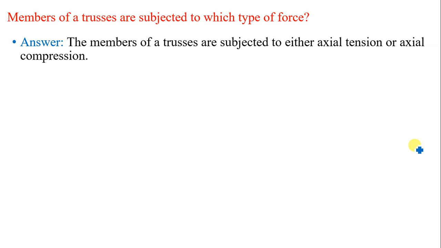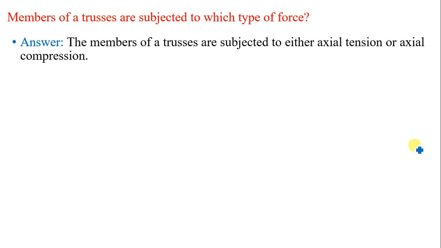Now this is the last question. Members of a truss are subjected to which type of force? We have already discussed that when a truss is loaded, the members are subjected to axial forces only, and that force may be axial tension or axial compression. So no further discussion is required for this answer.